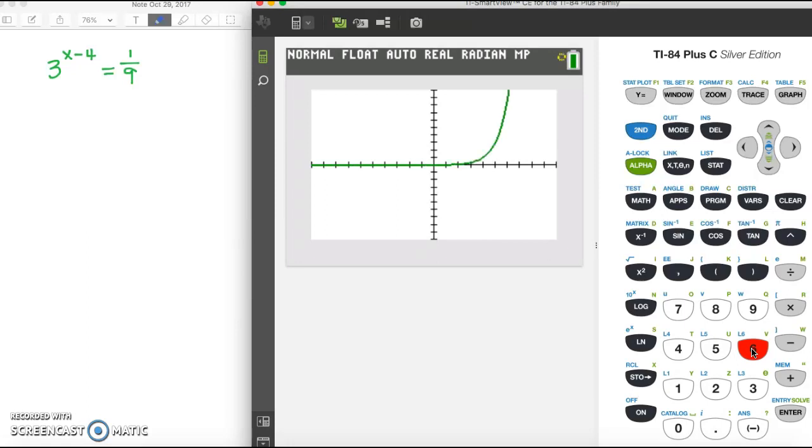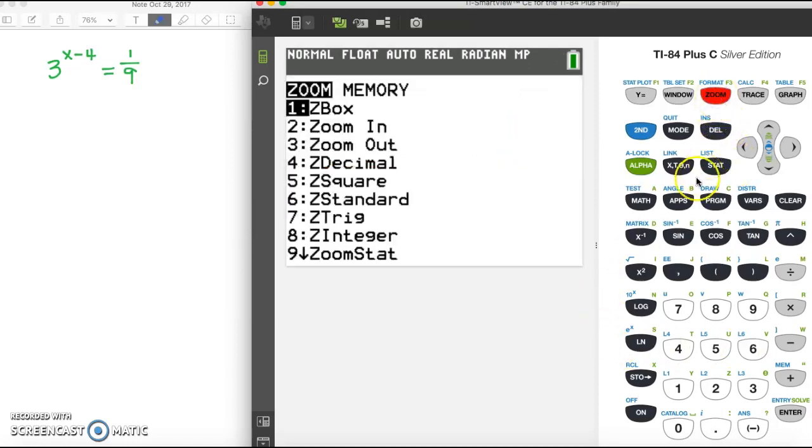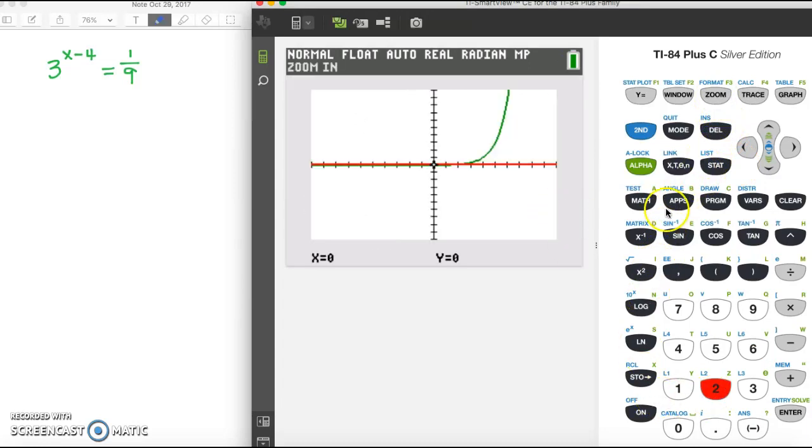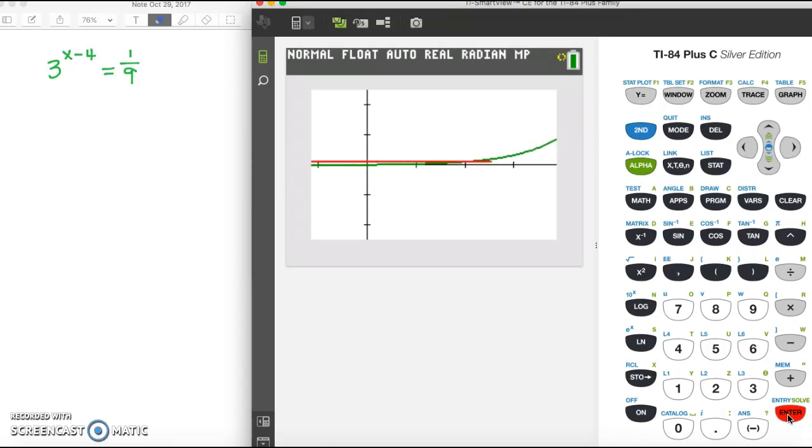So the green is obviously my exponential, and the red is 1/9. I may need to zoom in a little bit so you can see it. Let's zoom in maybe over here a little bit, hit enter. There's my exponential, and there's 1/9. Okay, so where these two cross, that's where they're going to be equal to each other. At that x value is my answer. So how do I figure out where that happens?